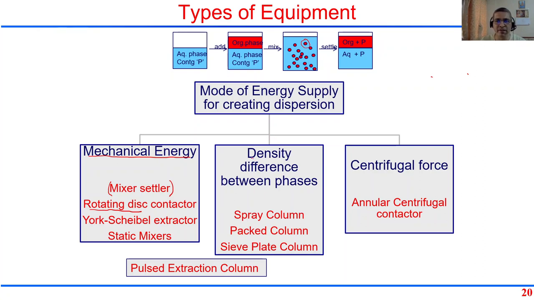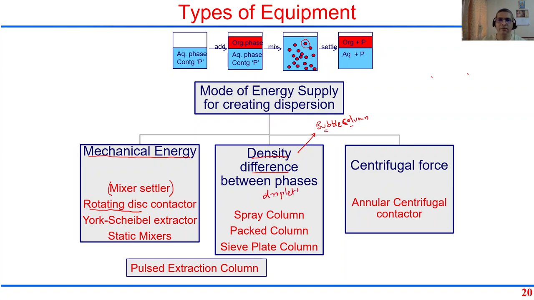Or we could use the density difference itself or a pressure difference between the phases. And we remember when we had talked about gas liquid, this was like a bubble column. But when we have liquid-liquid, we are not going to call it a bubble column, because the word bubble we use only when we have a gas and a liquid. Now we have two liquids, so we are going to call it a droplet.